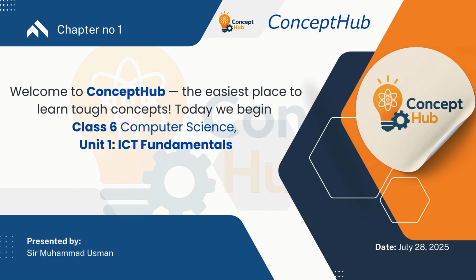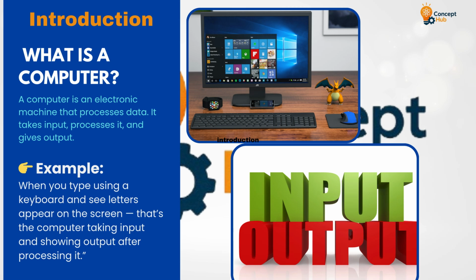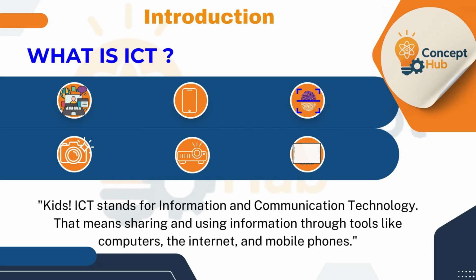Today we begin Class 6, Computer Science Unit 1, ICT Fundamentals. What is a computer? A computer is an electronic machine that processes data. It takes input, processes it, and gives output. Example: when you type using a keyboard and see letters appear on the screen, that's the computer taking input and showing output after processing.